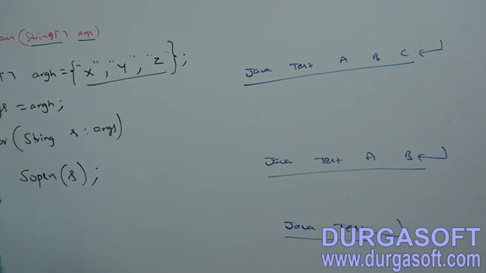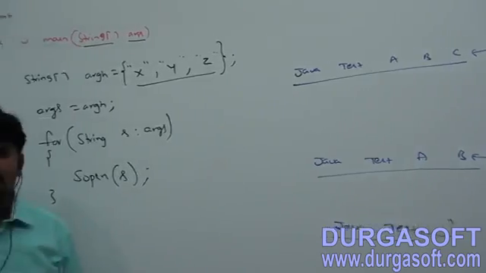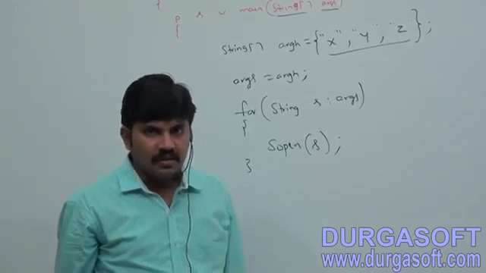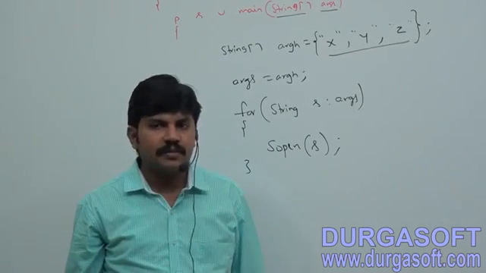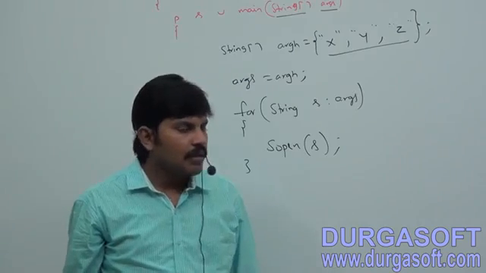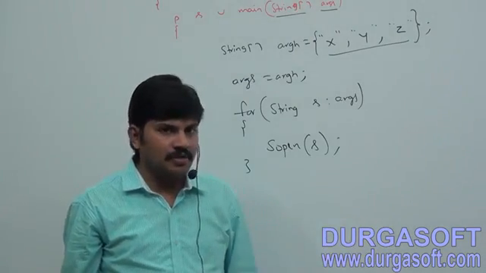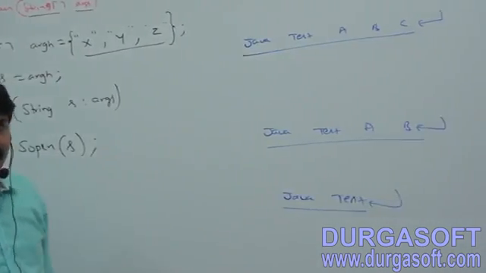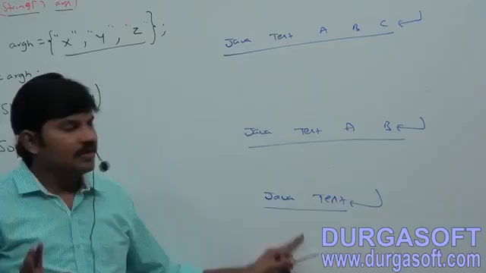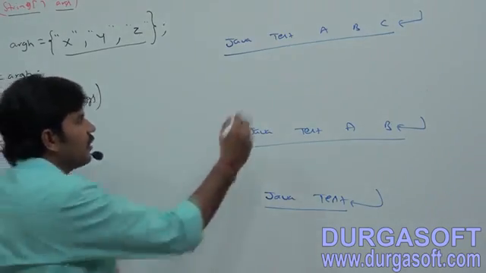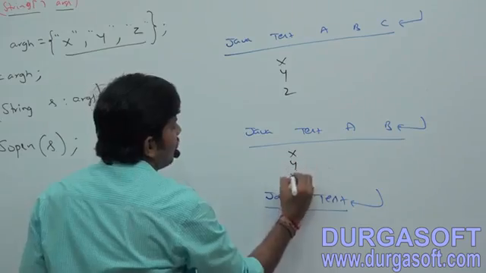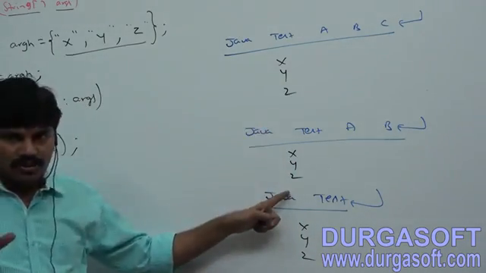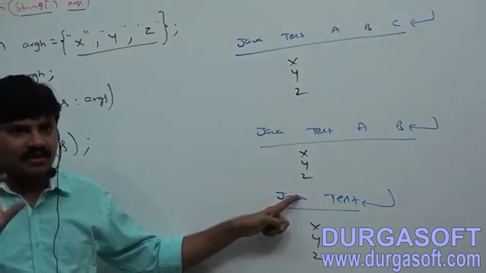Can you tell what is the output we are going to get by default? In the first case, what is the answer? x, y, z. Second one? I am passing only two command line arguments: x, y or x, y, z? x, y, z. Third one? x, y, z. Make sure in all cases we are going to get x, y, z. Whether you are passing command line arguments or not, the output is always x, y, z only. What is the reason for that?